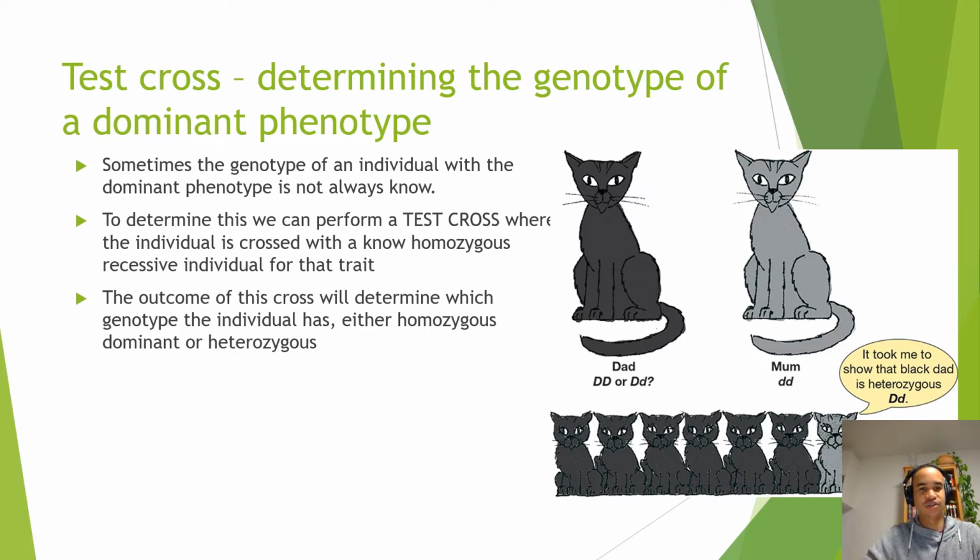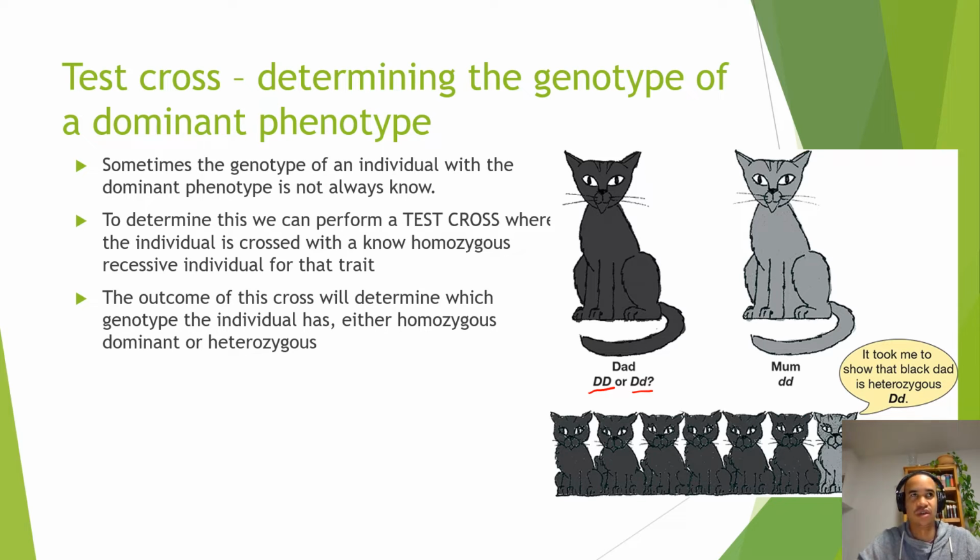Okay, so a test cross. Sometimes we might have an individual who has the dominant phenotype, and they could have one of two genotypes. They could be homozygous dominant, big D, or heterozygous, in this instance, big D, little d. So one of the ways that we can determine the genotype is still in use today.